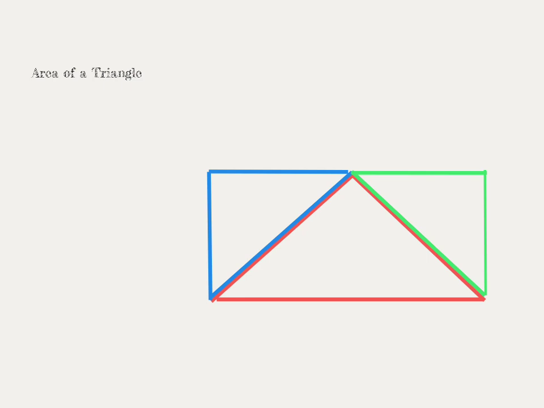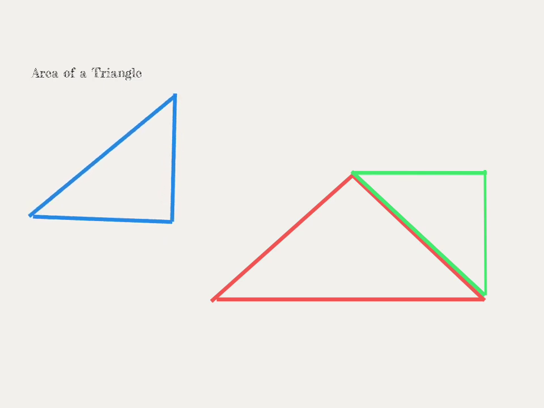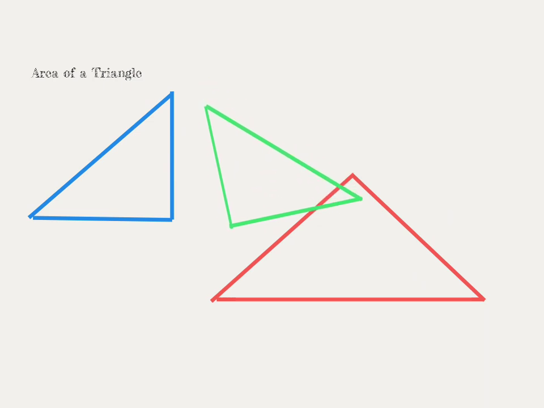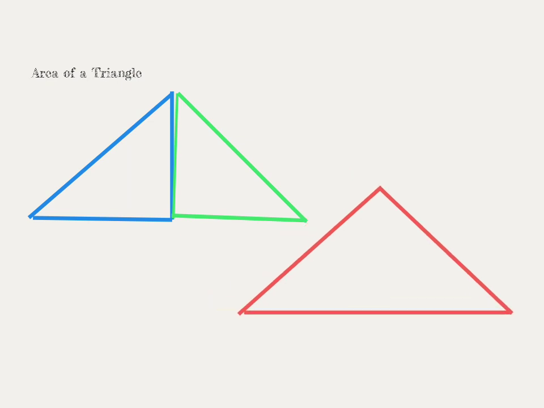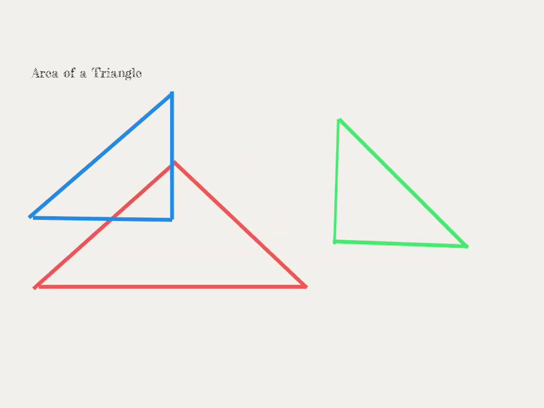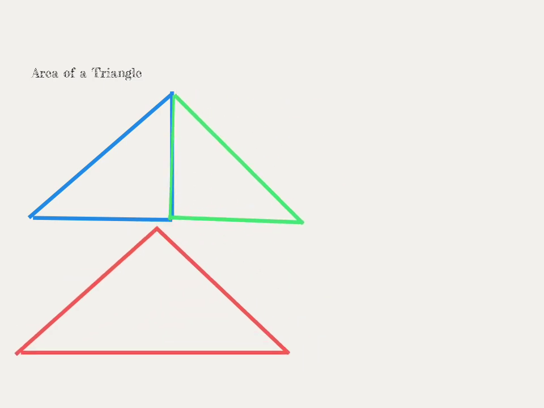But look at what happens when I take these triangles off the rectangle and put them together. If I've done it right, I get 2 identical rectangles. And that tells me that that triangle is half the size of that rectangle.